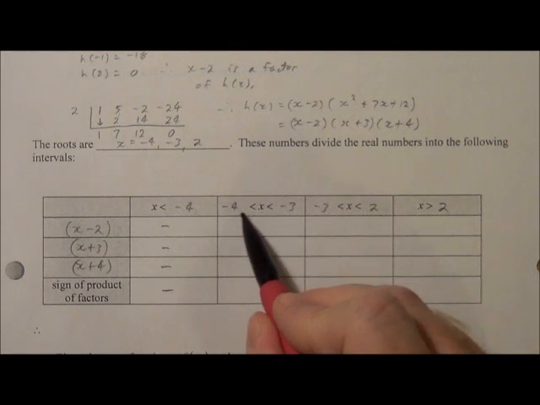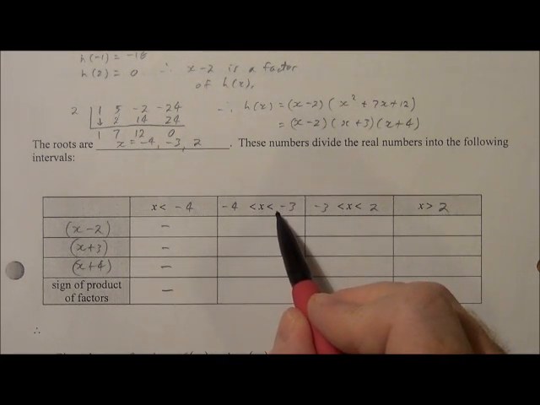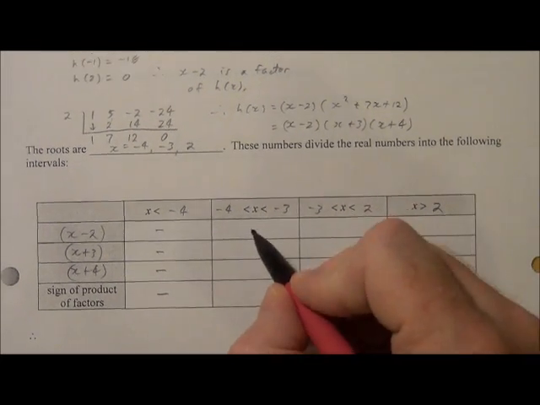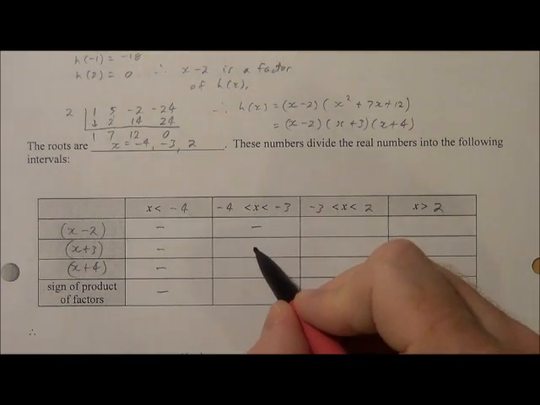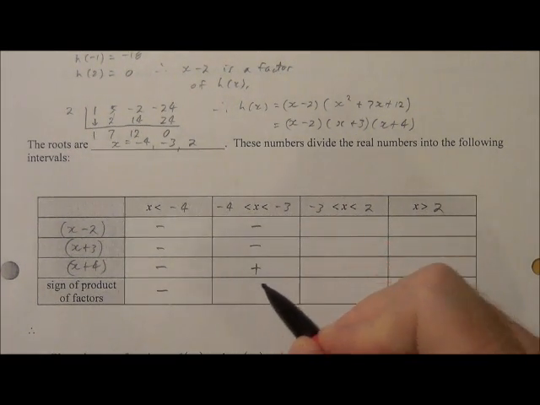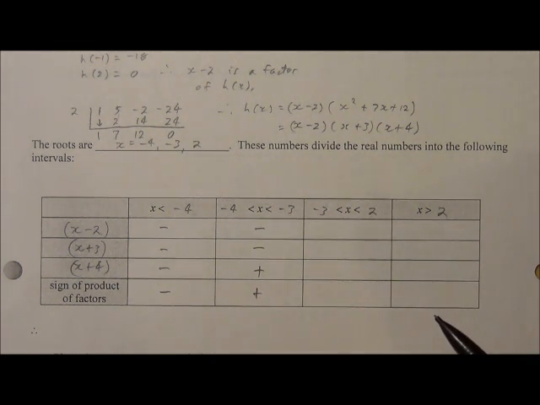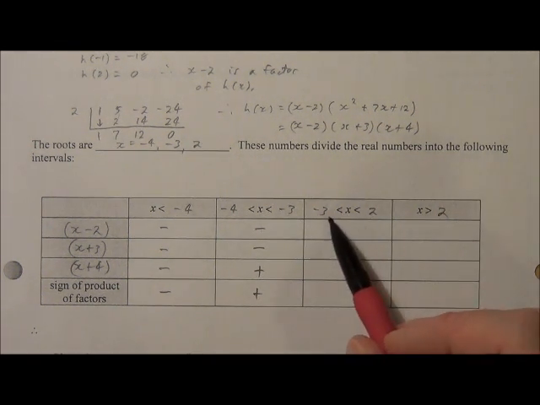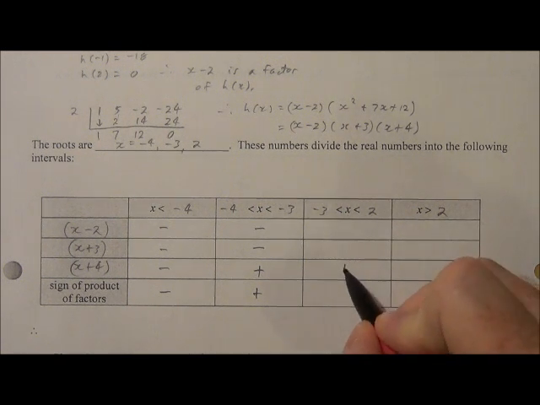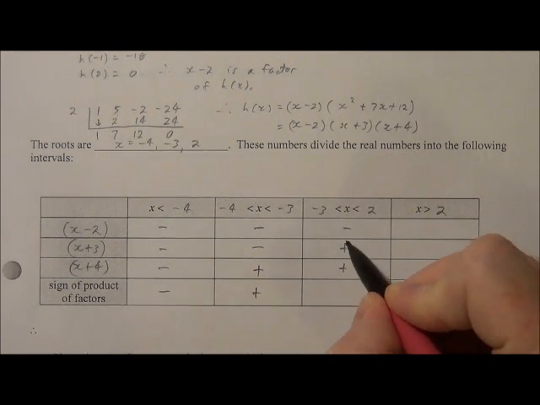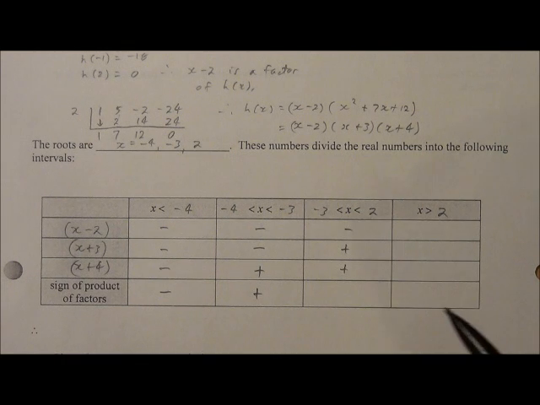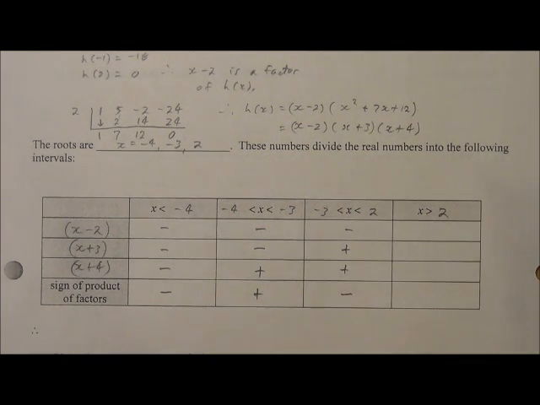I'm going to choose a value, say negative 3.5 here. So that's going to result in negative here, and a positive there. So when you multiply those signs all together, you get a positive. Here I'll choose 0. So that's going to leave me with a positive, and negative. And so when I multiply those together, I get a negative.